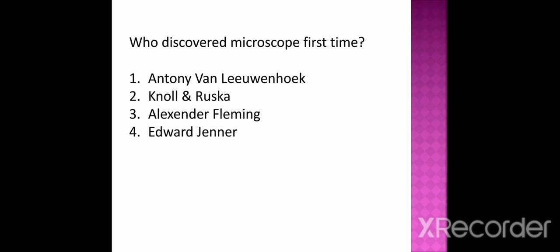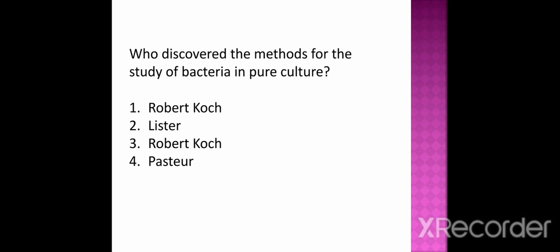Option 1 Antony van Leeuwenhoek, option 2 Noll and Ruska, option 3 Alexander Fleming, and option 4 Edward Jenner. And the correct answer is Antony van Leeuwenhoek, who discovered the microscope, and through this microscope he discovered bacteria, very small animalcules. Who discovered the methods for the study of bacteria in pure culture?